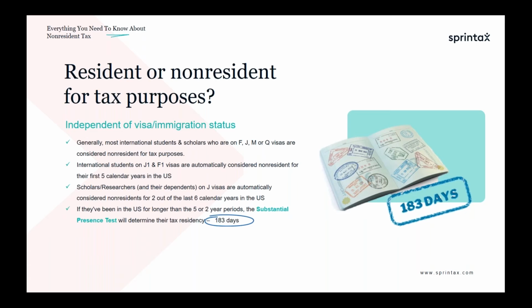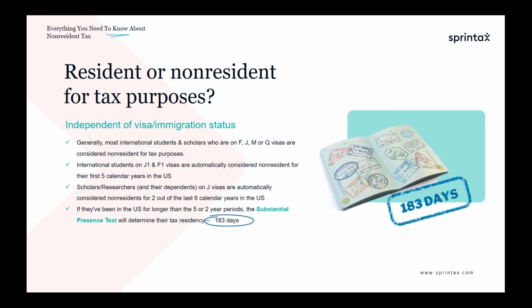Then if we're looking at scholars and researchers and their dependents on J visas, they'd automatically be considered non-residents for 2 out of the last 6 calendar years in the US. Then after those 6 calendar years, the clocks would reset and you get another 2 years of non-resident status.